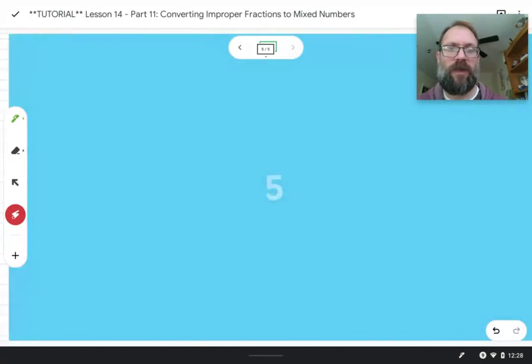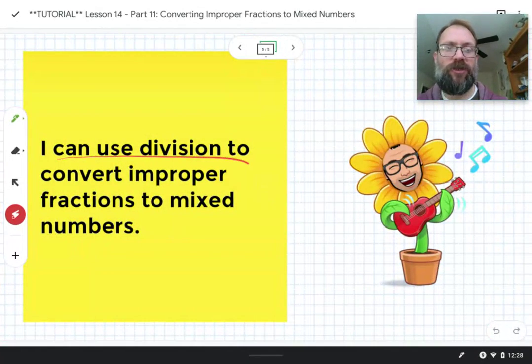All right, today I can use division to convert improper fractions to mixed numbers. Let me know if you need help.